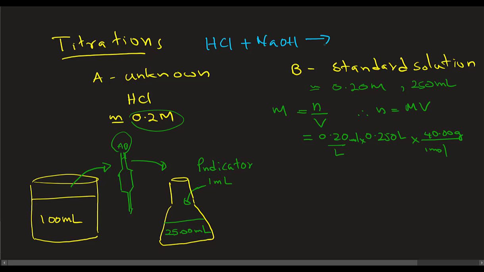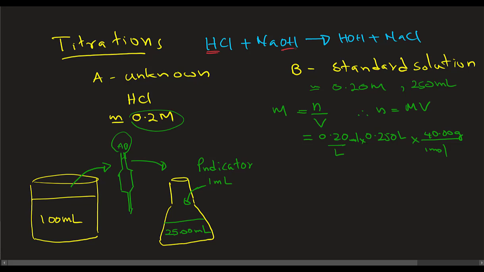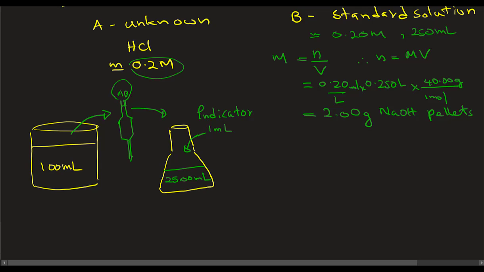But also remember, HCl and sodium hydroxide react to give you water, so this H and this OH make you water. That's the first thing you want to know, how many water molecules you can produce. That will give you the balanced equation, and what is left over, just write it as salt, sodium chloride, whatever it is. Now in the calculation we got 2 grams of sodium hydroxide pellets needed to be used for the standard sodium hydroxide solution.